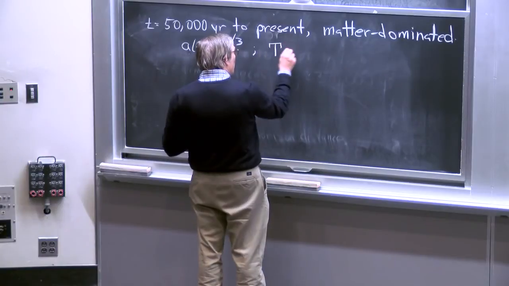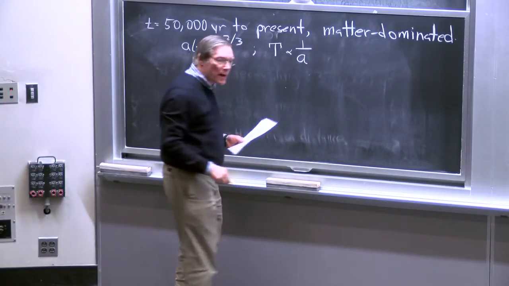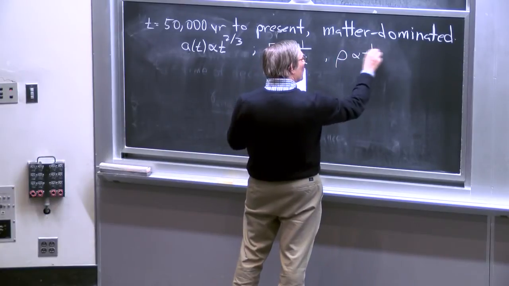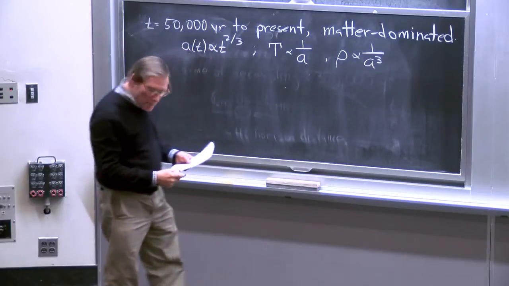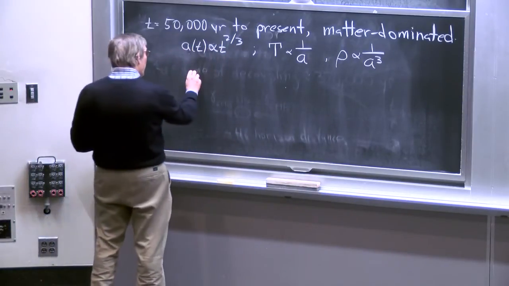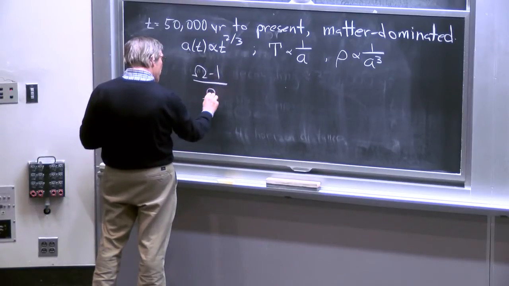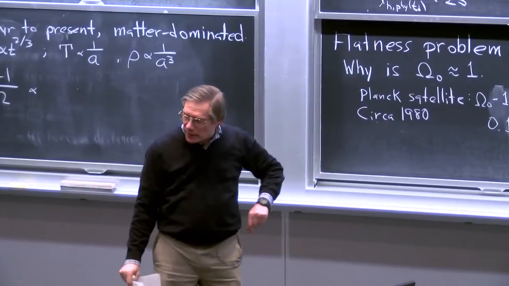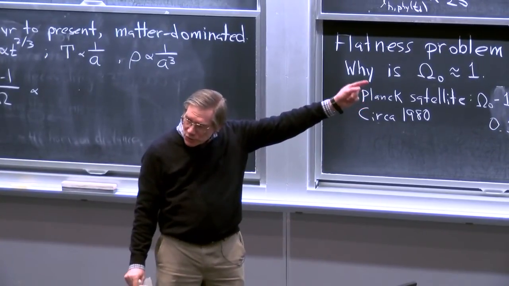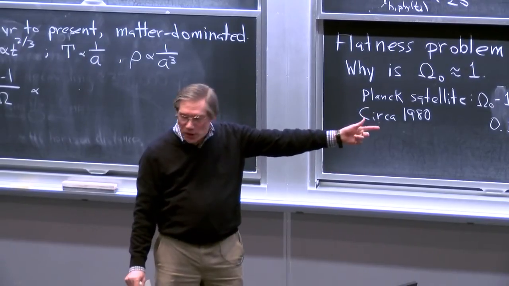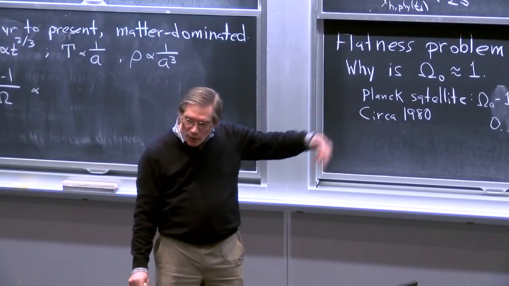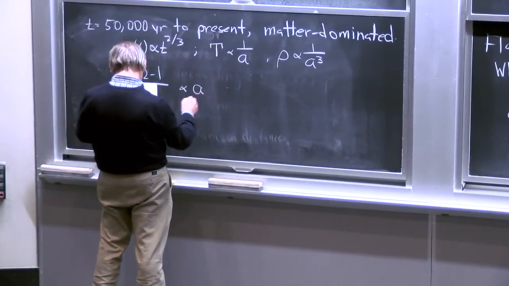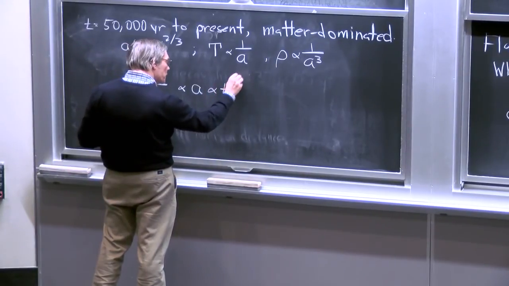The temperature behaves like 1 over the scale factor, and that will be true for both a matter-dominated and a radiation-dominated universe. And the energy density will be proportional to 1 over the scale factor cubed. And then if we put those together and use the formula on the other blackboard and ask how (omega minus 1) over omega behaves, it's proportional to the temperature squared divided by the energy density. The temperature goes like 1 over a, so temperature squared goes like 1 over a squared. But rho in the denominator goes like 1 over a cubed. So you have 1 over a squared divided by 1 over a cubed. And that means it just goes like a, the scale factor itself. So (omega minus 1) over omega is proportional to a, and that means it's proportional to t to the 2/3.